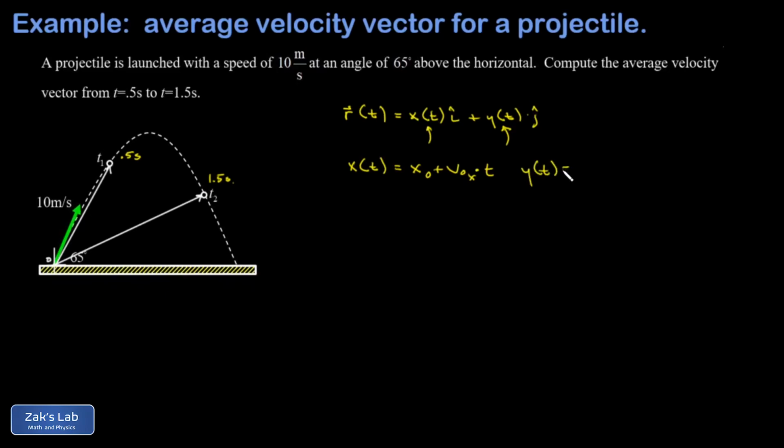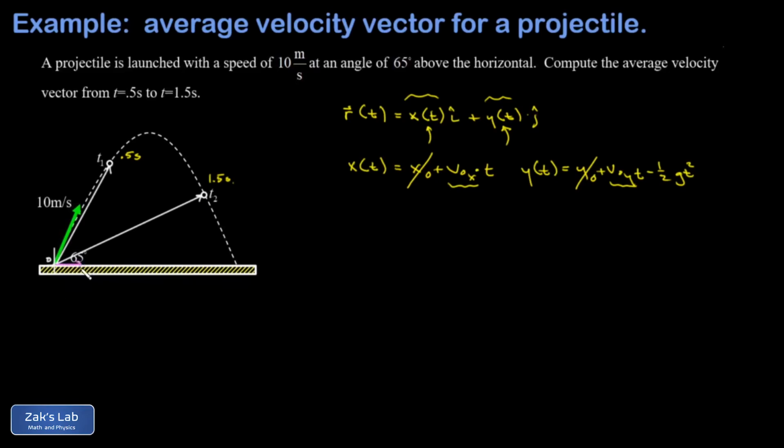And we know y of t for a projectile. That's y naught plus v naught y t minus 1/2 g t squared, where g is the magnitude of the acceleration of gravity. In our initial position here, we put the origin right at the initial position, so x naught and y naught are both 0. Then I need to get my initial velocity components, and then I'll have my general position vector describing the position of this projectile as a function of time, and then we can get into this average velocity thing.